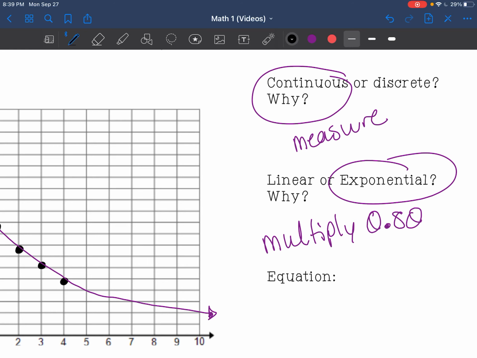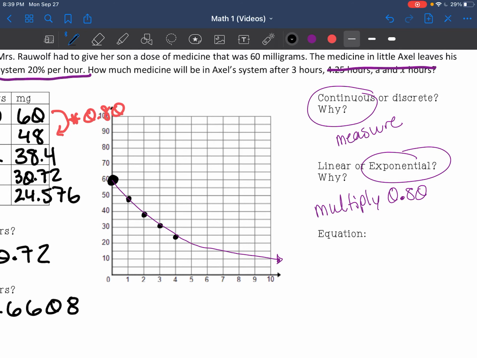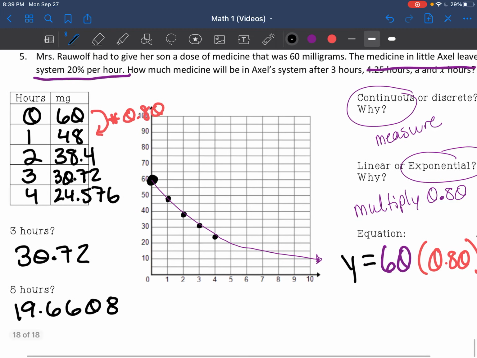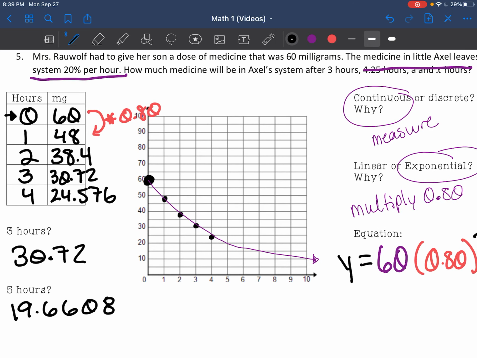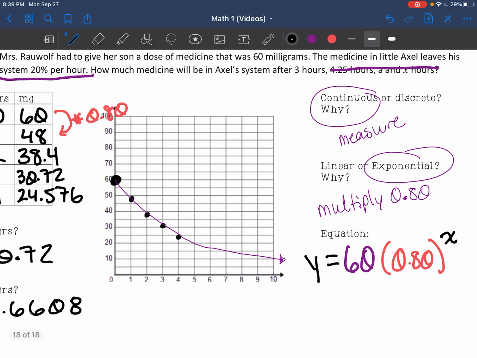Then the equation, you guys should be able to write this, was y equals, we started with 60 milligrams in his body. We multiplied 0.80 down our table, and we did that X amount of times. So I have just an exponent X because, again, this time we started at time 0, so just an exponent X. So this was all of our notes.